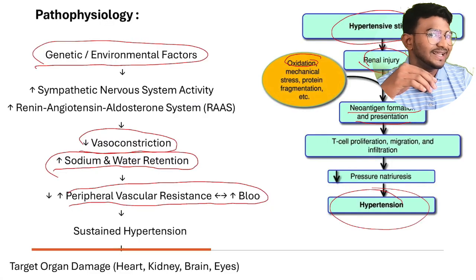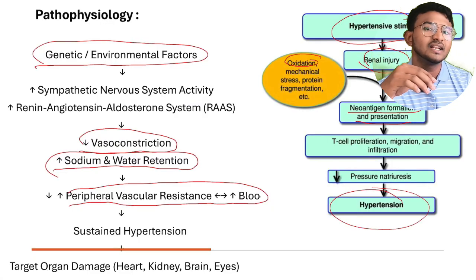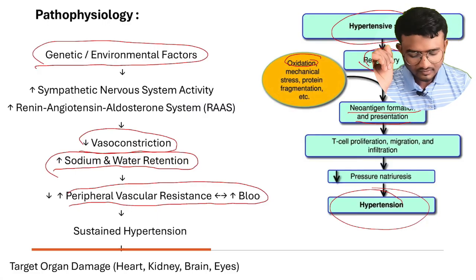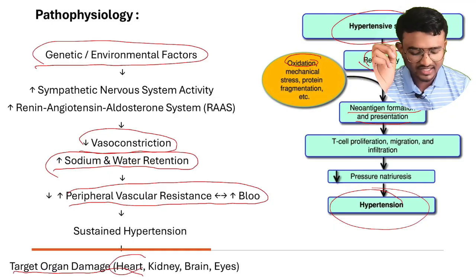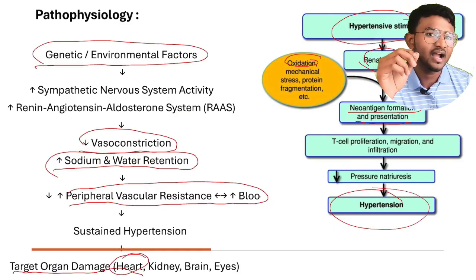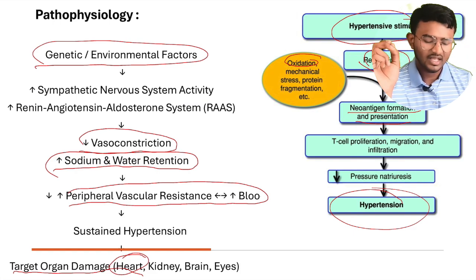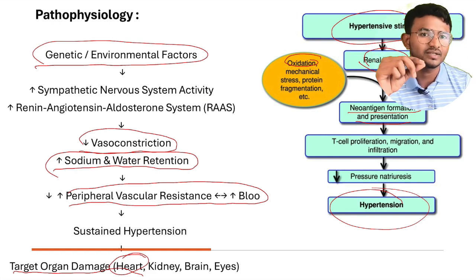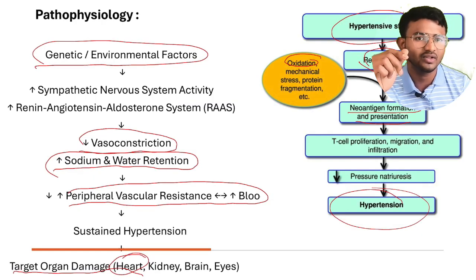If hypertension damages the target organs, then it will cause symptoms. So we can say target organ damage like heart, kidney, brain and eyes. In the heart, the ventricles will become thick. In kidneys, the tubules and everything will become thick and it will cause more reabsorption, and it will cause more hypertension.